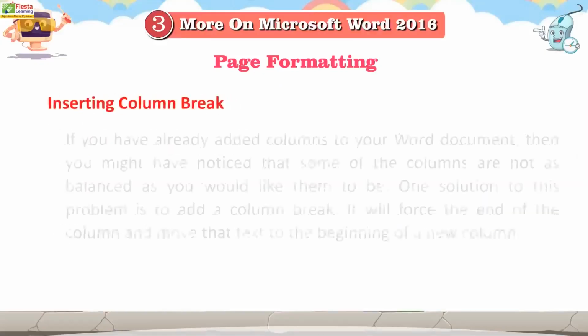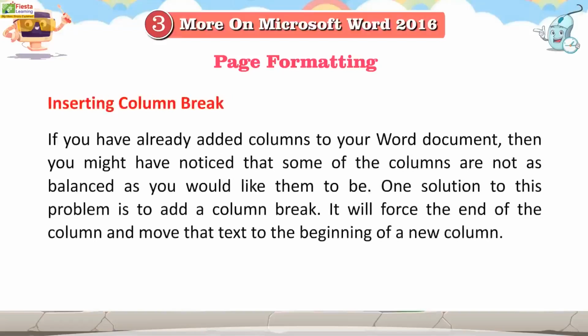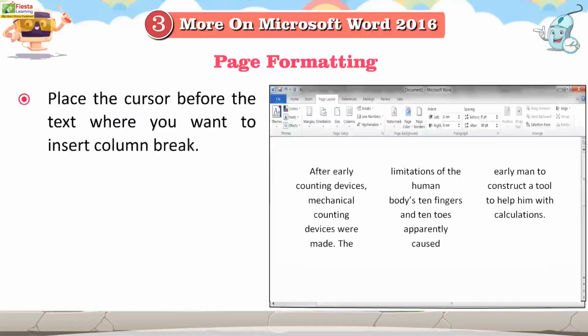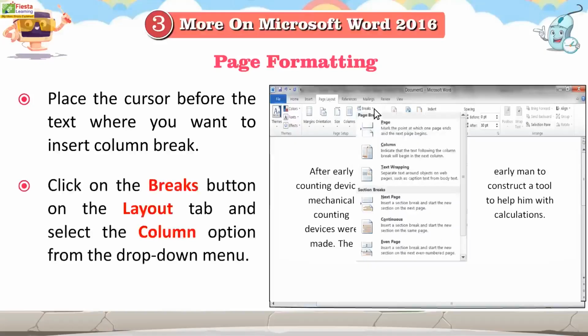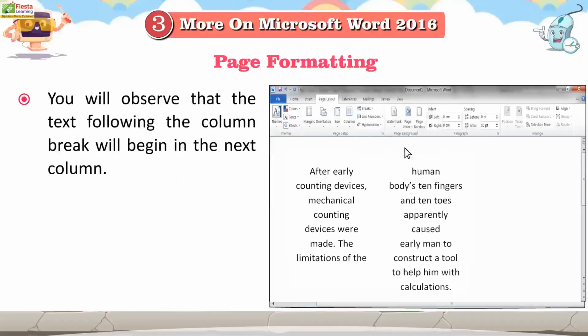Inserting column break. If you have already added columns to your Word document, then you might have noticed that some of the columns are not as balanced as you would like them to be. One solution to this problem is to add a column break. It will pause the end of the column and move that text to the beginning of a new column. Place the cursor before the text where you want to insert the column break. Click on the Breaks button on the Layout tab and select the Column option from the drop-down menu. You will observe that the text following the column break will begin in the next column.